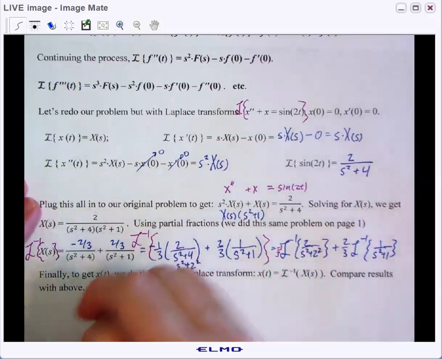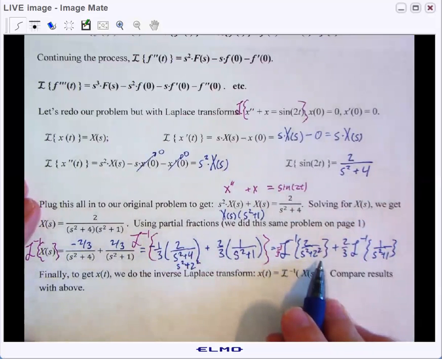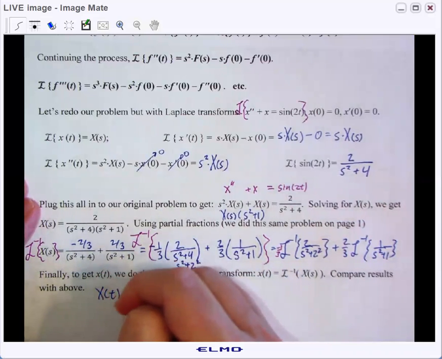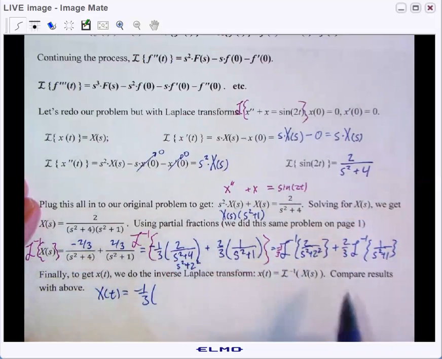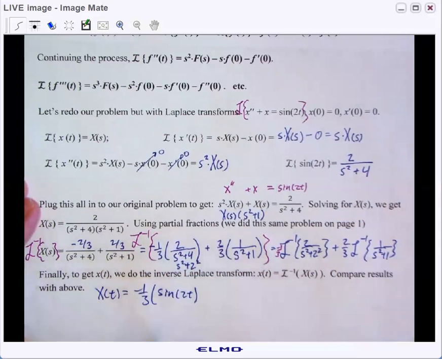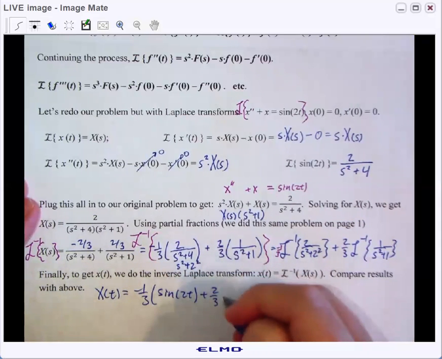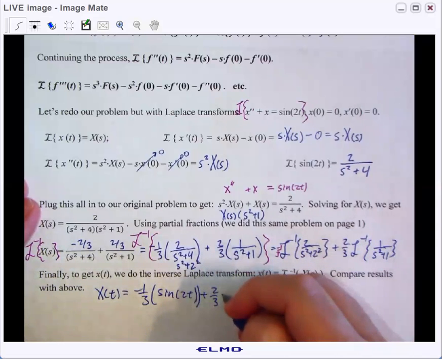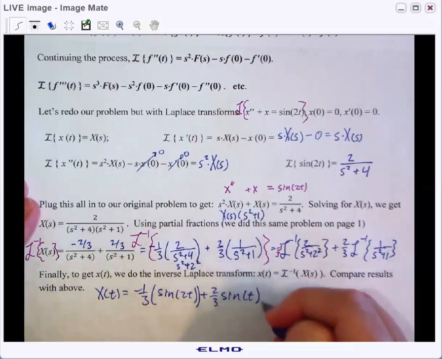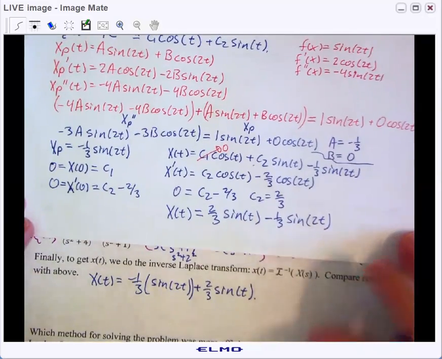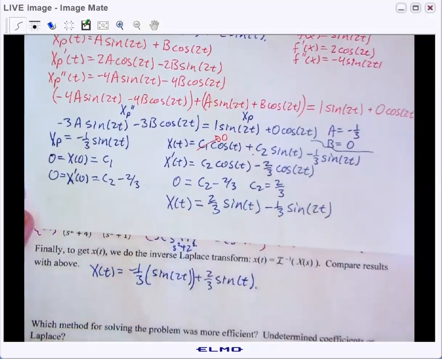which, doing the inverse Laplace transforms or reading our table the other direction, we will get that x of t is equal to negative 1/3 times, this was sine of 2t, plus 2/3 times, this inverse Laplace transform is sine of t. And you should note that that is identical to what we had doing it the other way around.